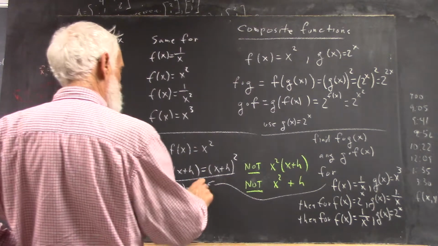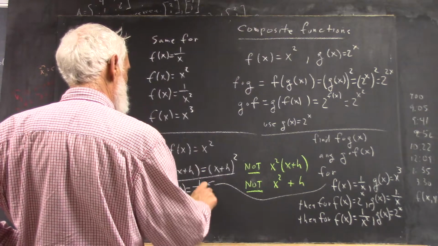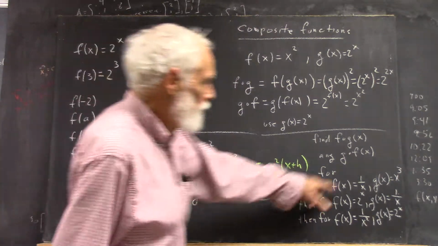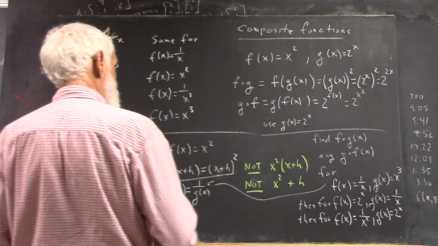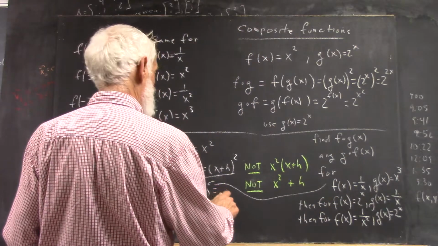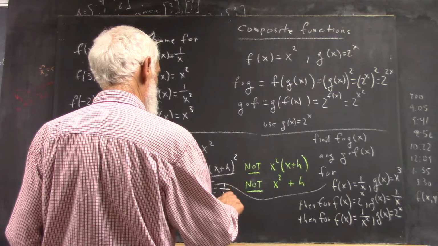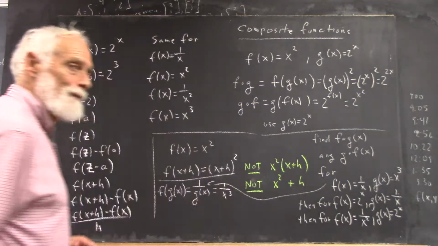f of g of x would be 1 over g of x, wouldn't it? If f of x is 1 over x, f of g of x is 1 over g of x. Then g of x is x cubed, so this is 1 over x cubed. Did you get it?